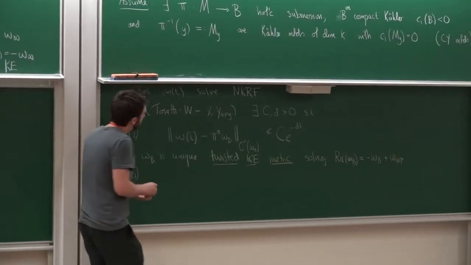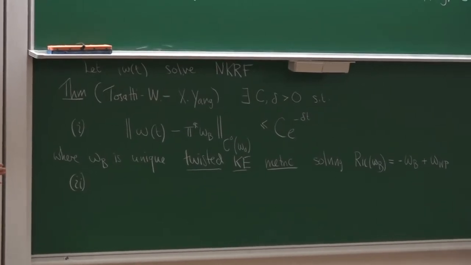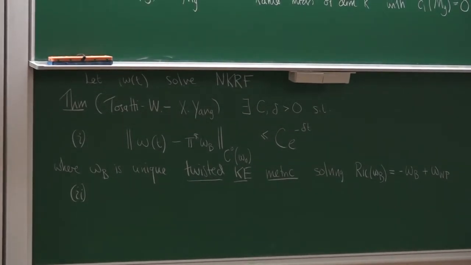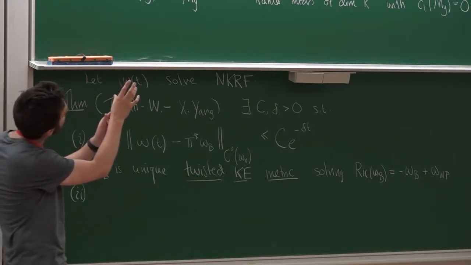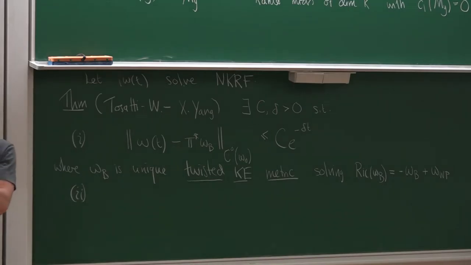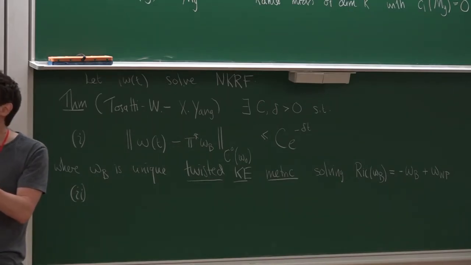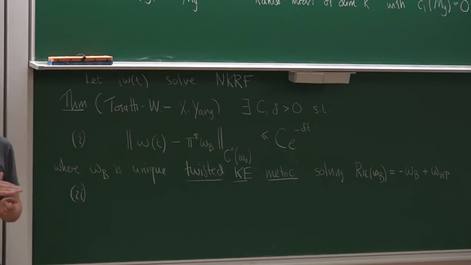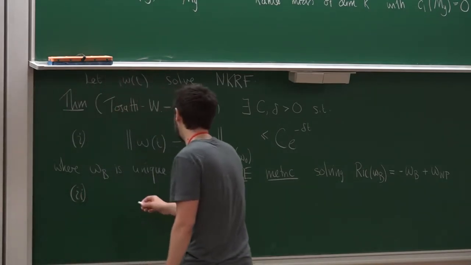Number two, the other question you can ask is not what happens to omega t, but you might ask, well, what happens in the fiber direction? As in this picture, as these elliptic curves in the picture are shrinking to zero, you kind of expect that they're getting flatter and flatter, the metrics, when you restrict it to the fiber, and that's what we see in general.